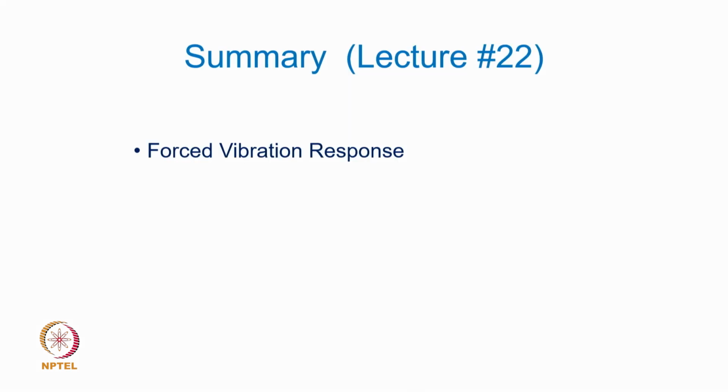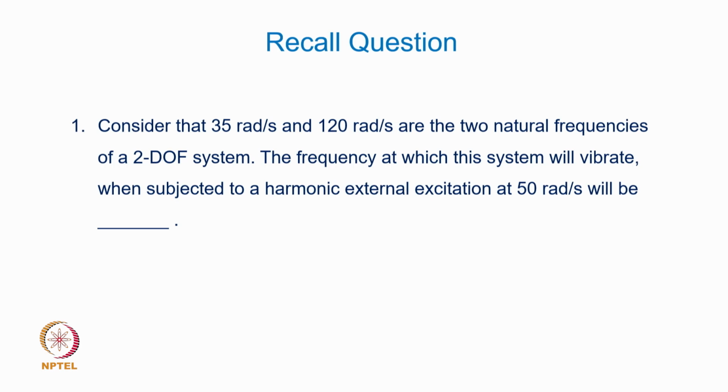Okay, to summarize this lecture, we initially discussed a couple of interesting practical examples related to 2 degree of freedom systems, and then investigated the response of such systems to external harmonic force. We discussed how the forced vibration amplitude varies as a function of the excitation frequency, and obviously as expected, in contrast to a single degree of freedom system, we could observe two resonances. Okay, so a recall question here on the basis of what we discussed in today's lecture.